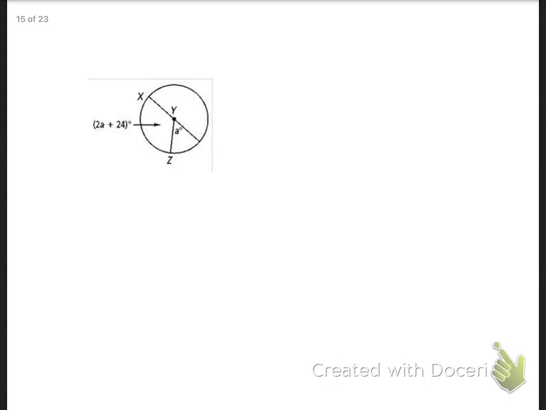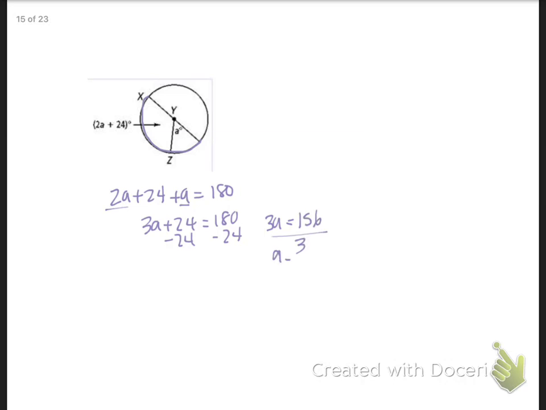Okay, I look to see what these represent. They represent a semicircle, which is 180. So I take 2A plus 24 plus A equals the big angle, which is 180. So I add my A's, subtract 24, divide by 3.